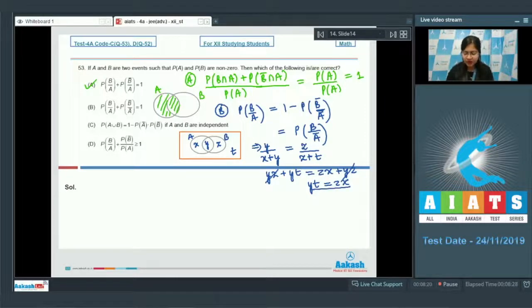But as we know that X, Y, Z and T all are independent events except for the condition that X plus Y plus Z plus T is equal to 1. So this condition is definitely not true, which means that this option is incorrect.